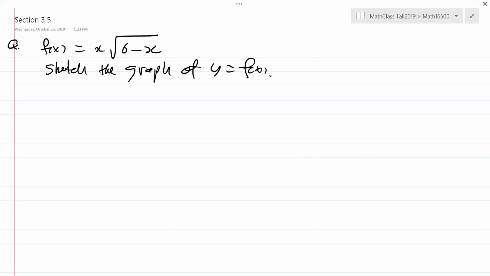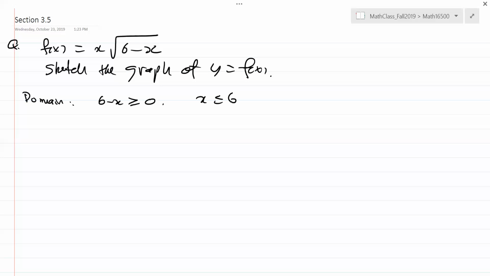First thing you have to do is find the domain. Where is the function defined? Look at the square root of 6 minus x. For the domain, you have to say 6 minus x is greater than or equal to 0, so x is less than or equal to 6. So the graph is only defined on the left-hand side of 6. The domain is going to be from negative infinity to 6.